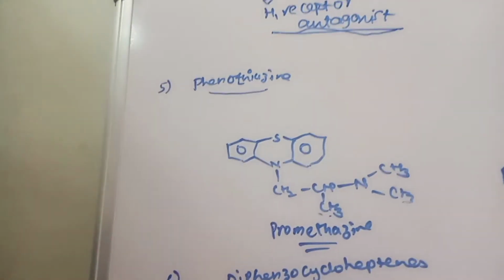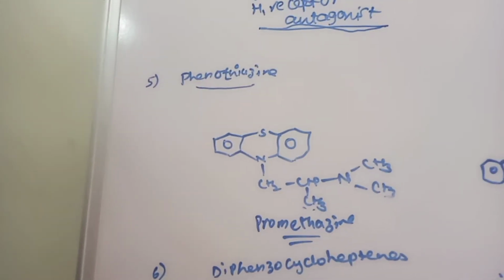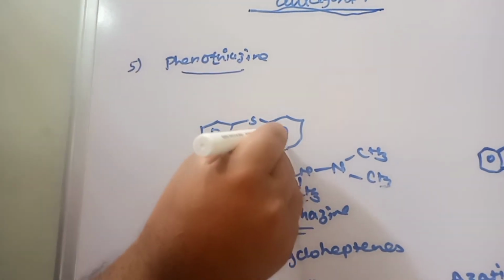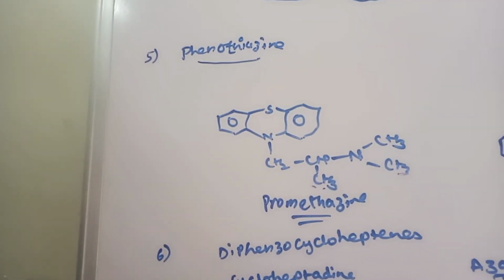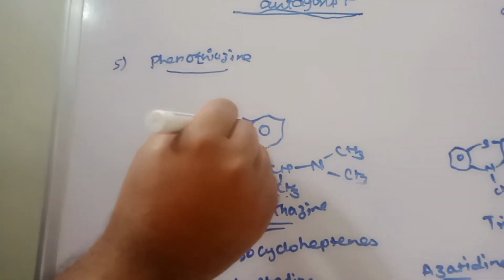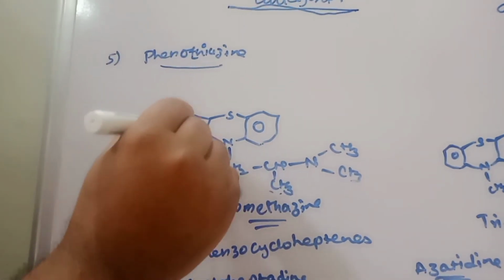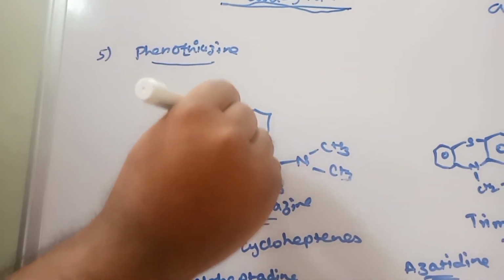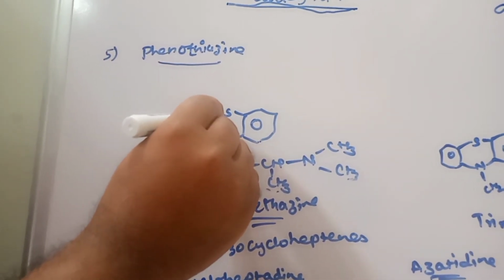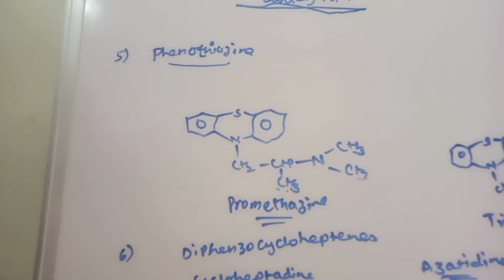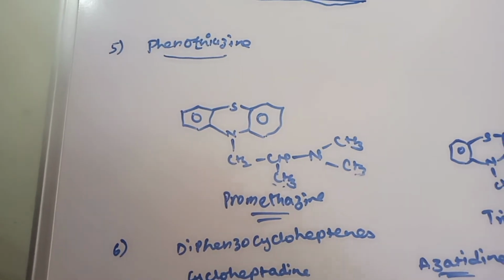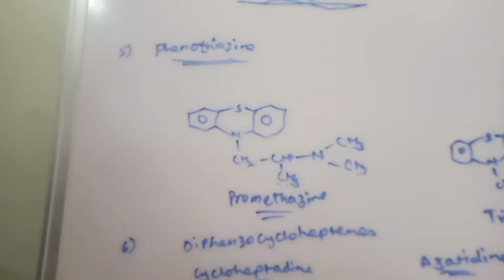Fifth class of drug is phenothiazine in first generation. Phenothiazine means, already we know, dibenzothiazine. Dibenzo means two benzene groups. Di means two, benzo means benzene or phenyl ring. Thiazine means 6-membered ring containing sulfur and nitrogen. We call it dibenzothiazine, which is commonly named as phenothiazine.